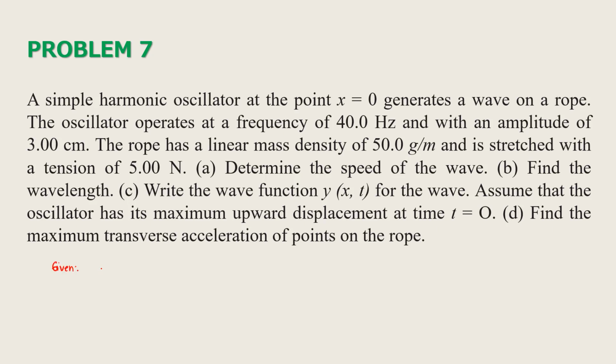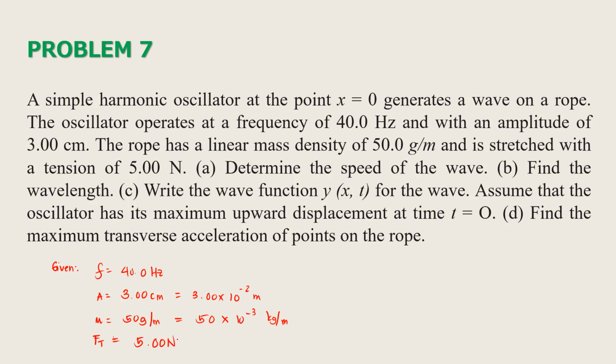So in this problem, first we are given a frequency which is equal to 40 Hz, and the amplitude which is equal to 3 centimeters. This is equal to 3.00 times 10 to the minus 2 meters. And then we also have the mass per unit length, which is equal to 50 grams per meter. This is equivalent to 50 times 10 to the minus 3 kilogram per meter in standard units. And then we have the tension F sub t, which is equal to 5 newtons.